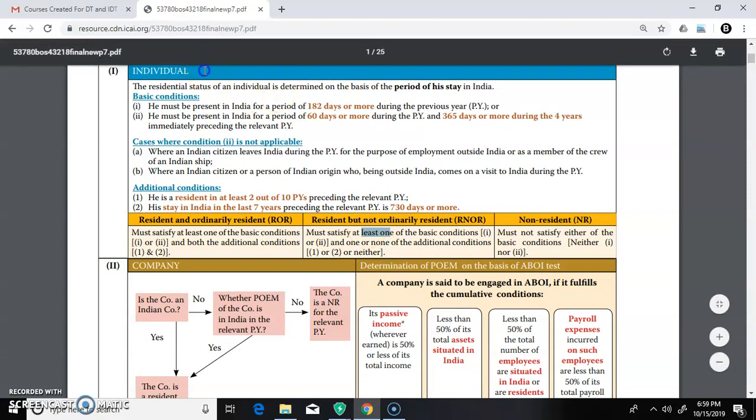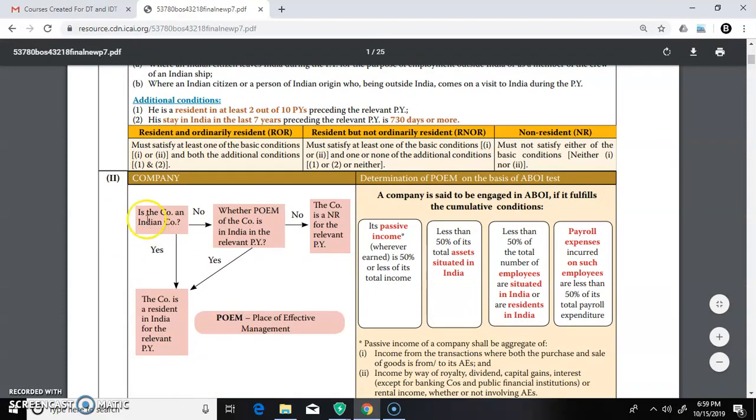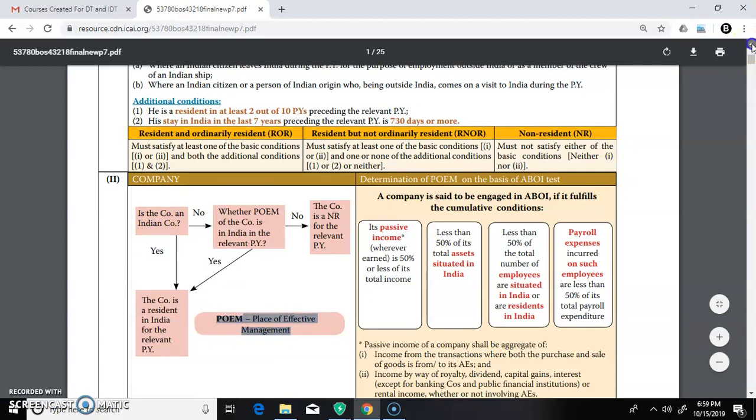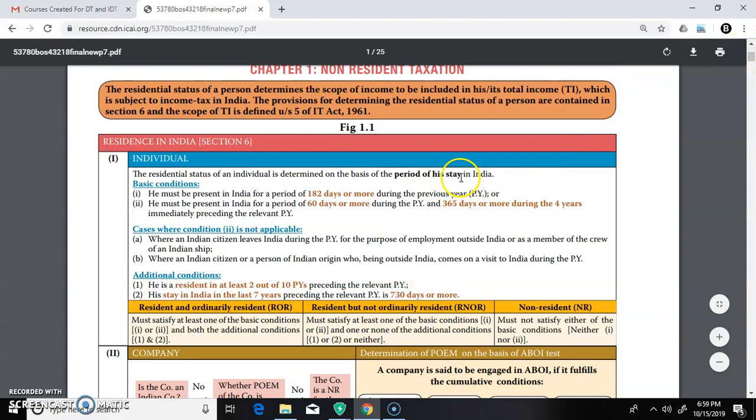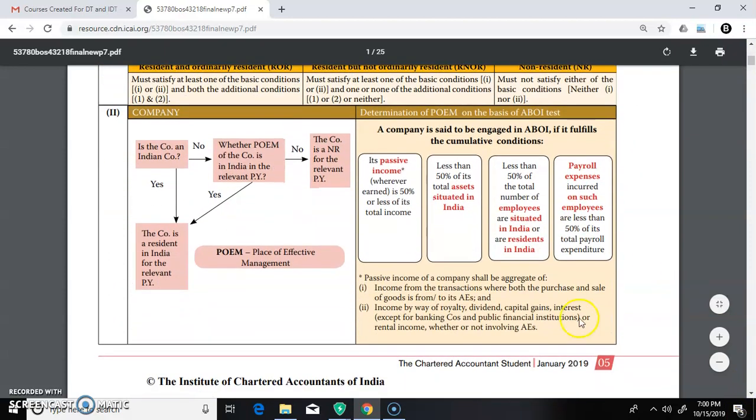This is for an individual. Now, what about a company? For a company, you have to see, is the company an Indian company? Here, the concept is place of effective management. Now, with regard to an individual, it is called the period of stay. Whereas, in a company, it is called place of effective management. What is it? Is the company an Indian company?